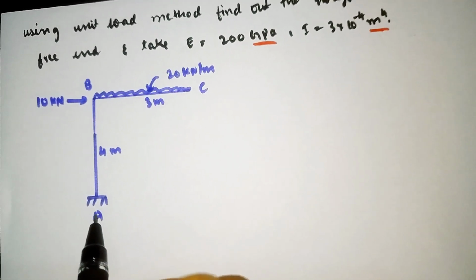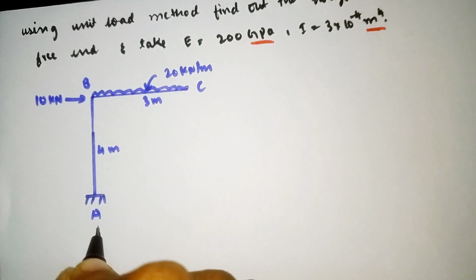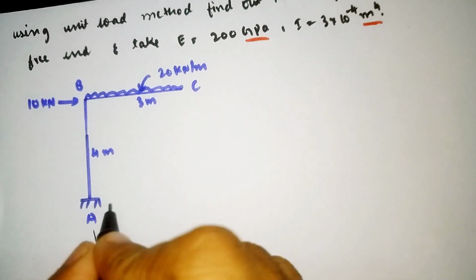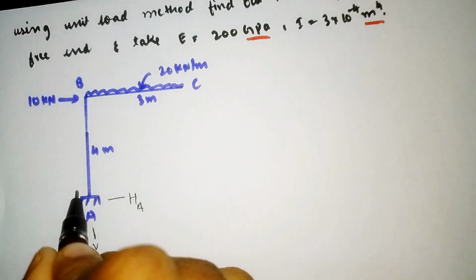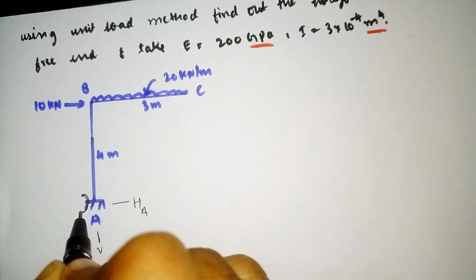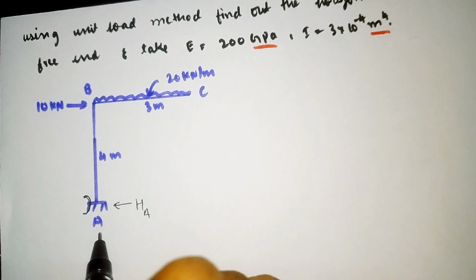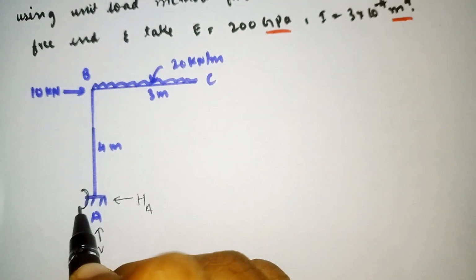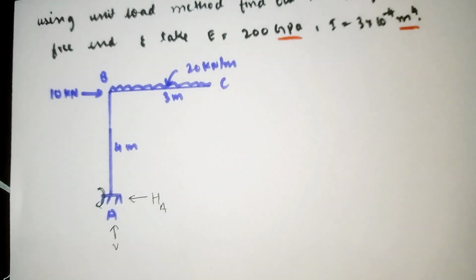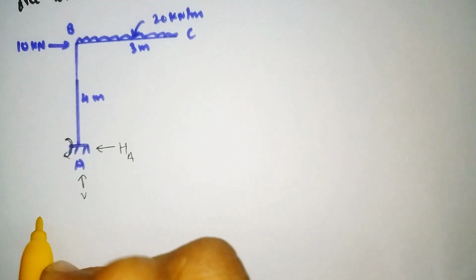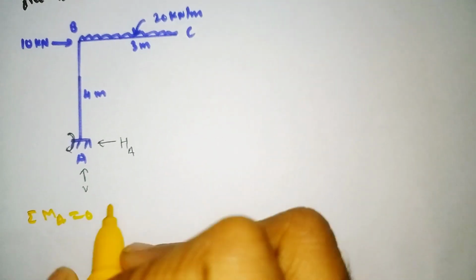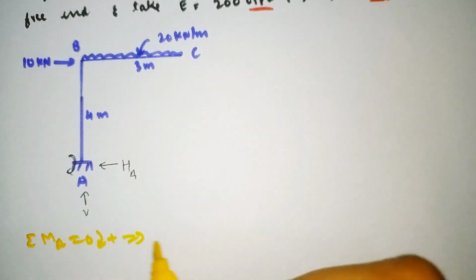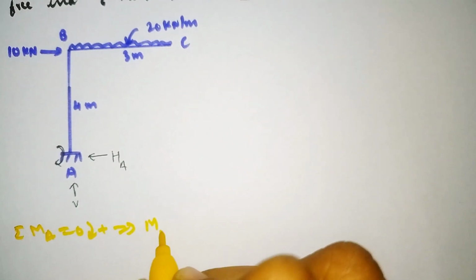Fixed end usually three reactions takes place. One is vertical, another is horizontal, and one moment takes place. Take it as clockwise. So now summation of all the moment about A is equal to 0. Clockwise we need to take the positive. So here MA is moving clockwise, I am taking moment as clockwise.